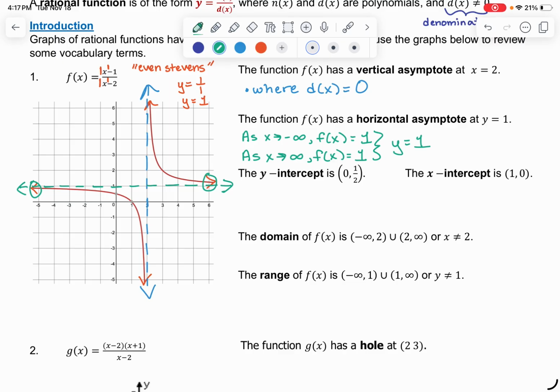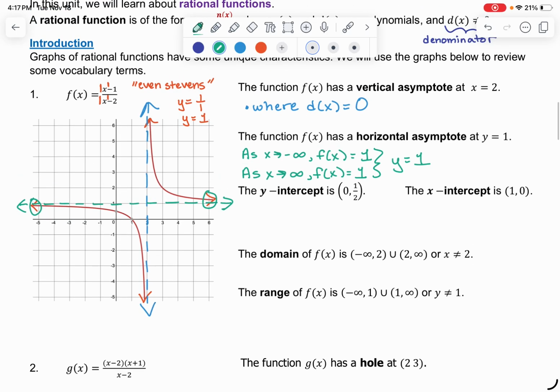Okay, the y-intercept, the x-intercept, this should be familiar. So the y-intercept is where the graph crosses the y-axis. So we know the x value has to be 0, so we find f of 0.